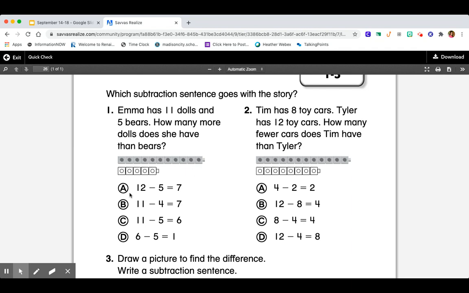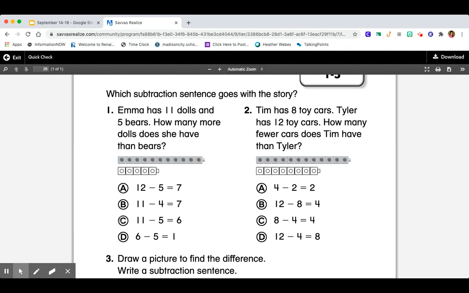So when I come down here, I'm going to be looking for the correct choice that goes with this problem. So I can see that this says 12 minus 5 equals 7. Well, she doesn't have 12 dolls. So I know that that cannot be a choice. So A is out. This second one says B, 11 minus 4. Well, she does have 11 dolls, but she has more than 4 bears. She has 5 bears. So this one is also out.